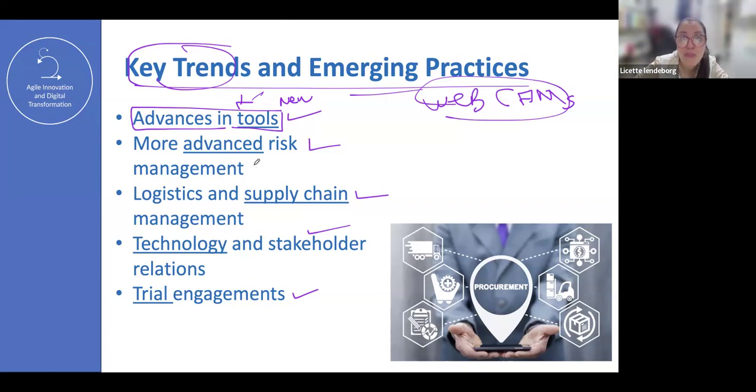More advanced risk management, pay attention. This is something trending that you need to put into the contract. If you are going to work with partners, developers, and international consultants, you need to split the risks between both organizations. That is something new. That is not traditional, that is the future.